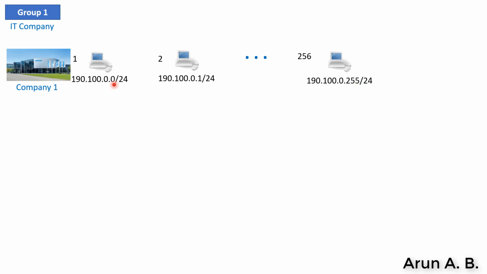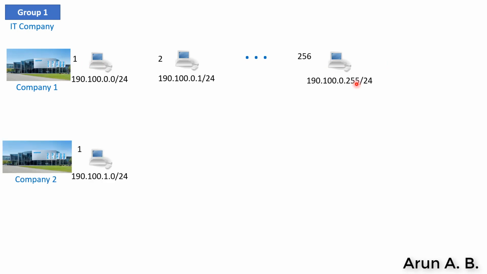You can see that the value is changed from 0, 1, 2, and goes on up to 255. Once this value is reached, the total number of IP addresses in this will be 256. So we have the requirement of 256 devices or IP addresses in company 1. So that is satisfied. Let us move on to the next company.